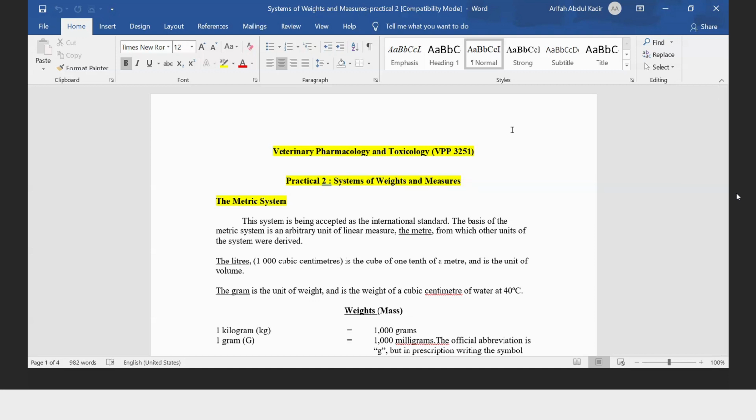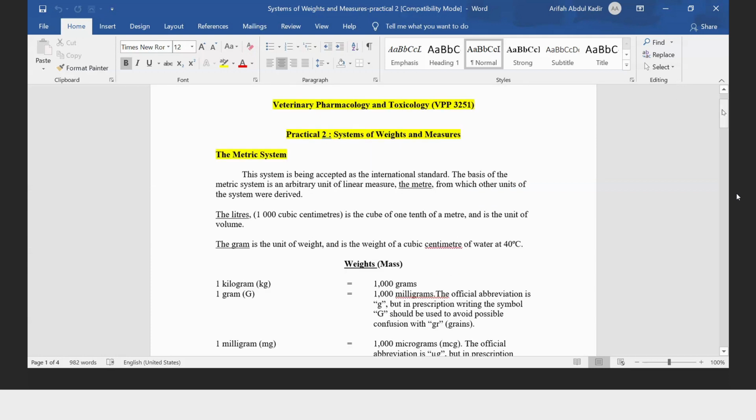Okay, so we look at the practical 2. So this is not a very difficult practical, so I'm sure you will be able to do this. It's on system of weights and measures. I'm sure everyone is familiar with this, the metric system. So this system is being accepted as the international standard.